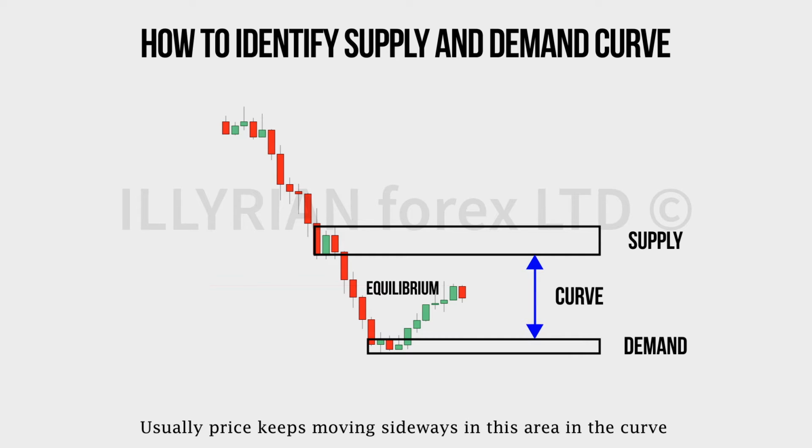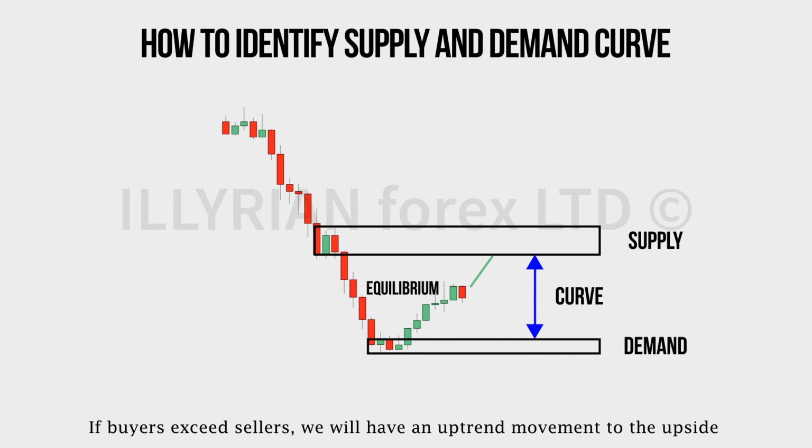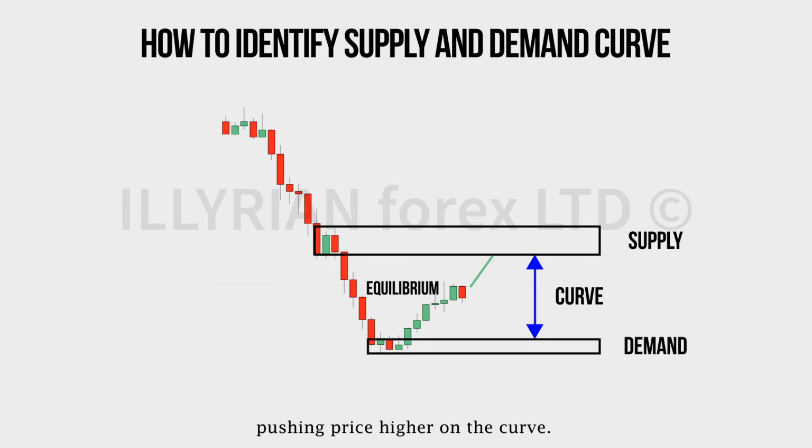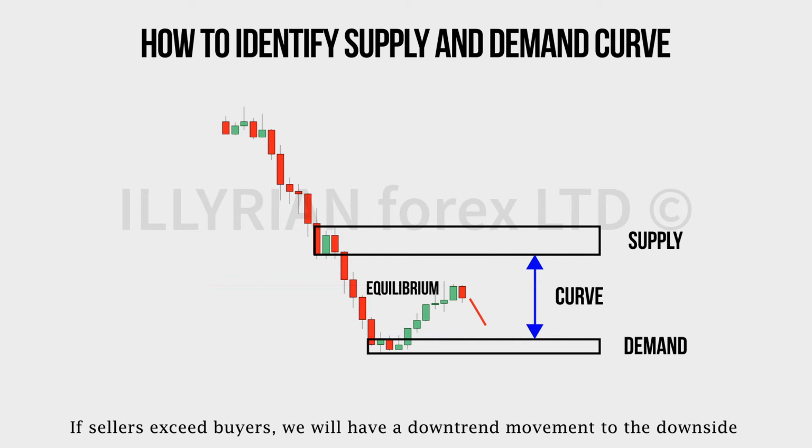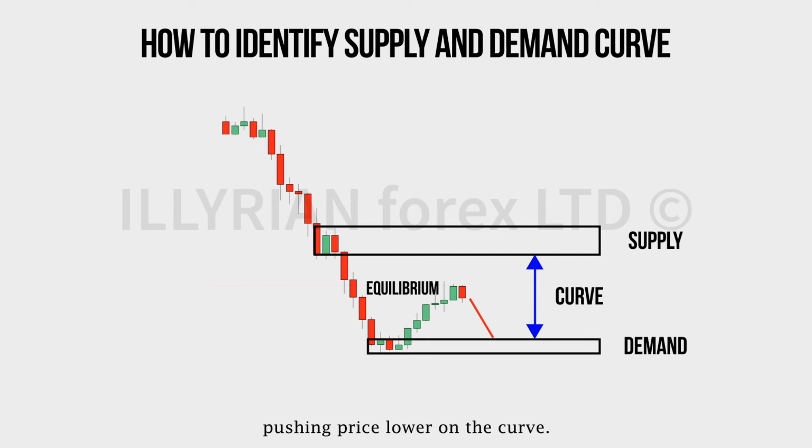Usually price keeps moving sideways in this area of the curve until one of the players exceeds the other one. If buyers exceed sellers, we will have an uptrend movement to the upside, pushing price higher on the curve. If sellers exceed buyers, we will have a downtrend movement to the downside, pushing price lower on the curve.